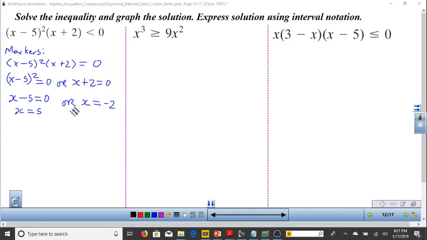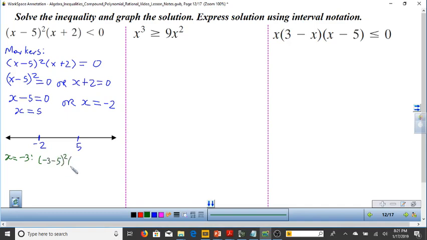Now, we don't know what regions we're going to shade as yet. So we're going to put the markers in, in order: negative 2 on the left, positive 5 on the right. And then we're going to try numbers. So let's try x equal to negative 3, which is a number to the left of negative 2. So we go negative 3 minus 5 squared times negative 3 plus 2.